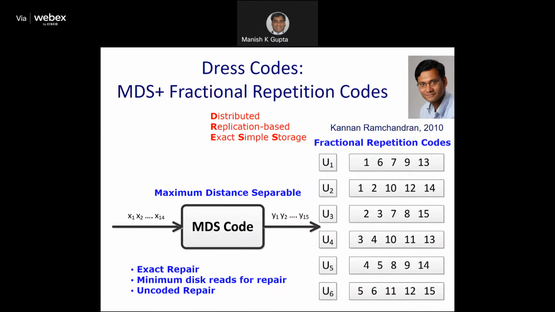So DRESS code stands for Distributed Replication-based Exact Simple Storage code. Something fancy, always. We use the name used by Kannan Ramchandran. I think the last time I met him was in 2018.